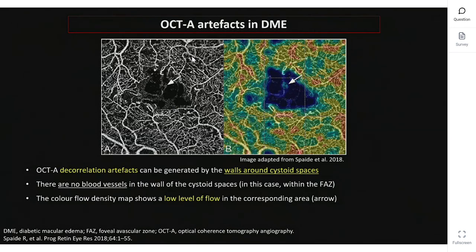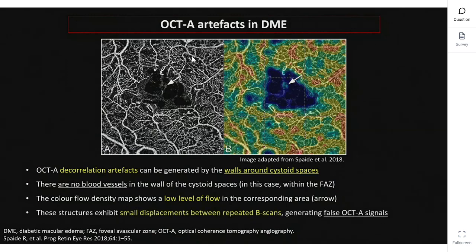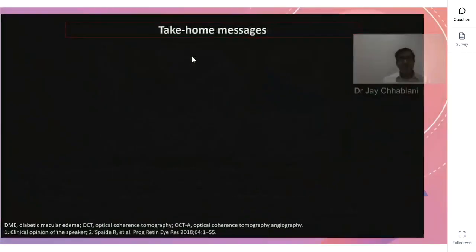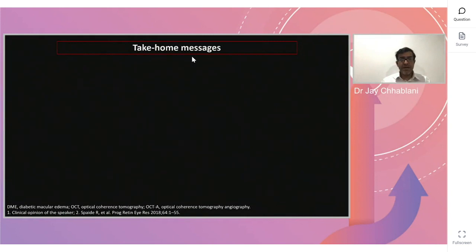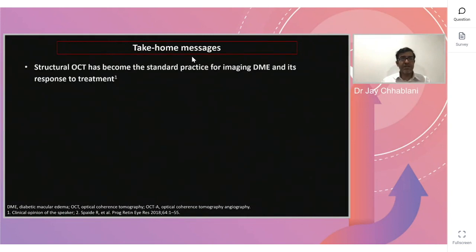But the color flow density map will show you the low level of flow, as you can see on the picture on the right, which clearly shows that this could just be because of the artifact. This artifact primarily happens because of the small displacement between the repeated B scan, and that is where you get the false decorrelation signal.